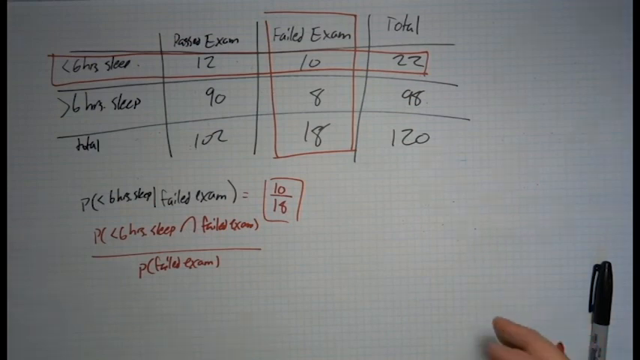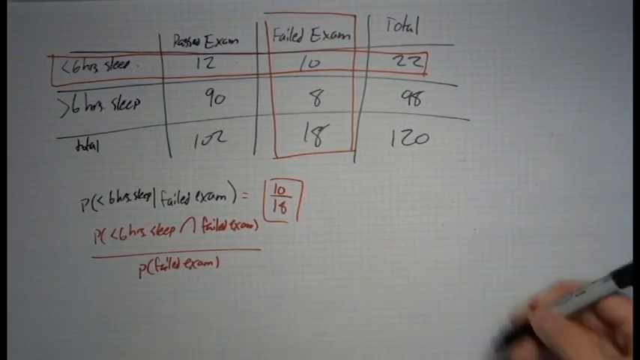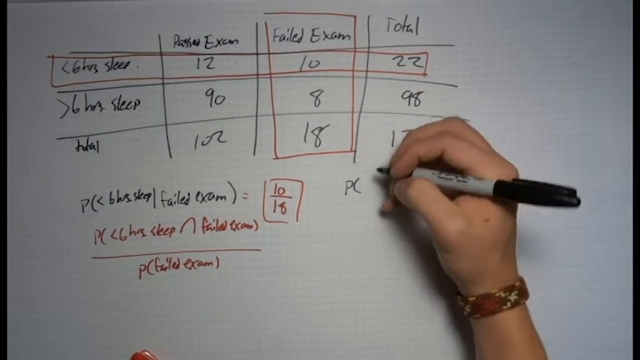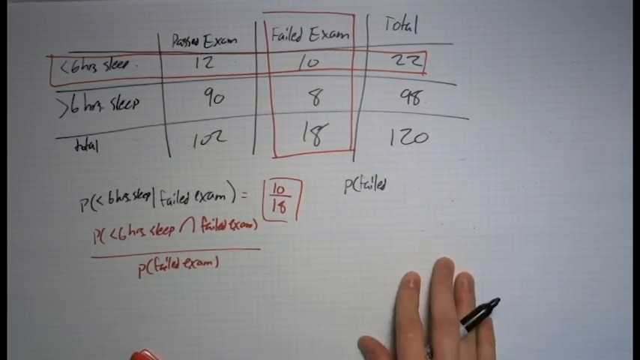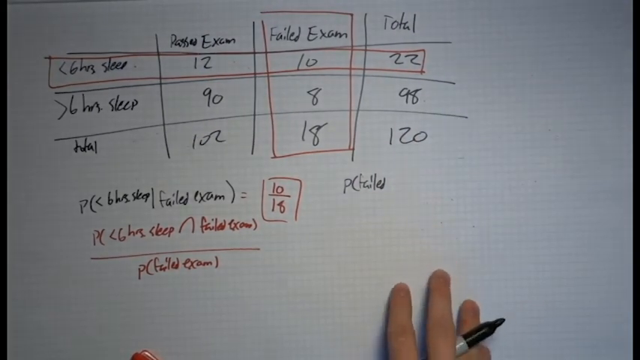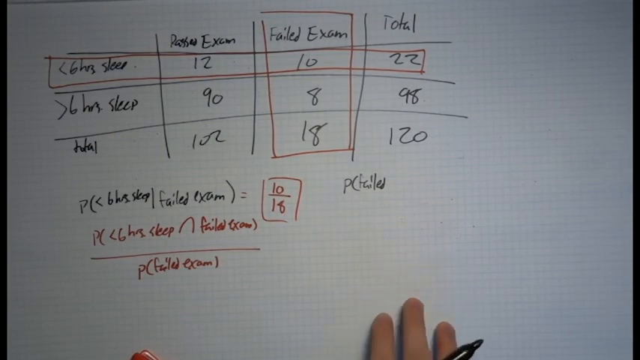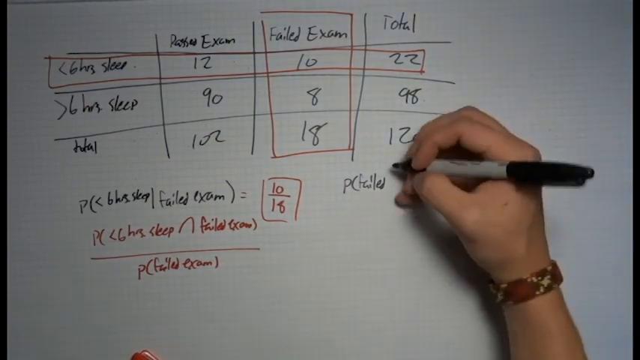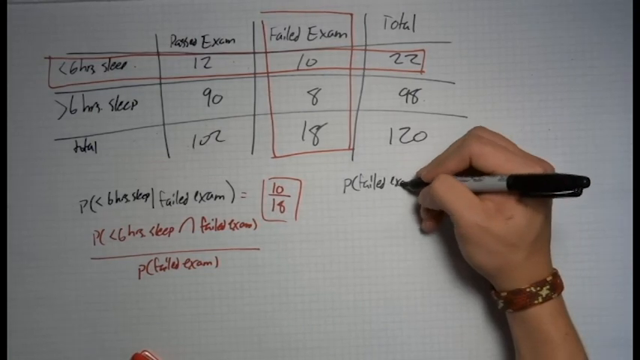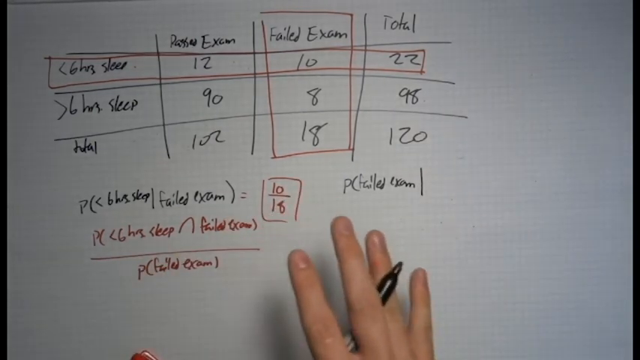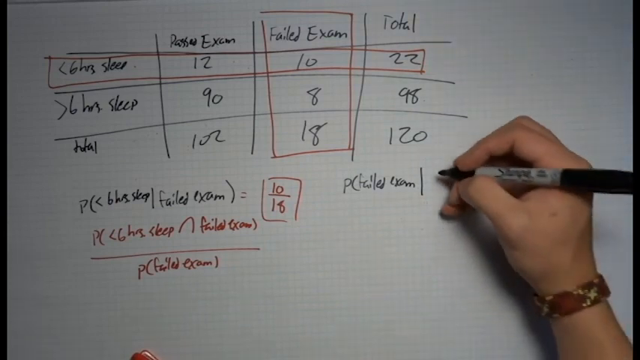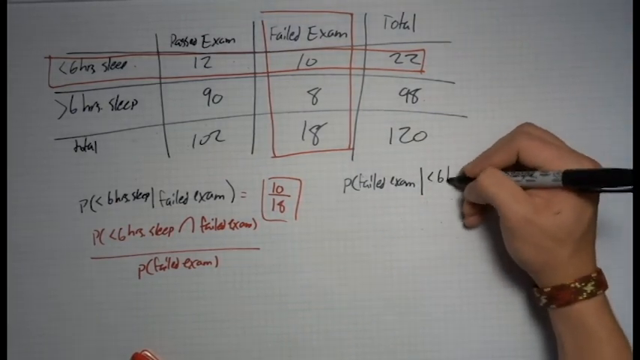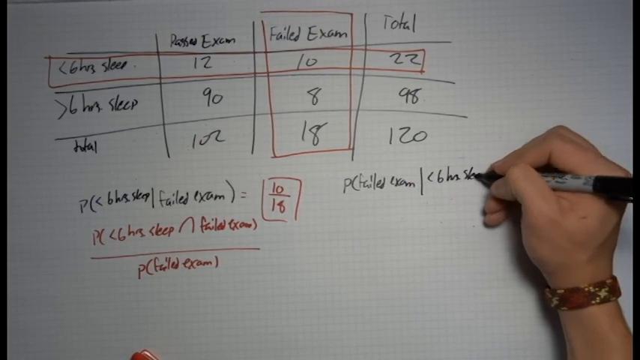All right, next question. The probability that they failed, let me read it. What is the probability that a student who got less than 6 hours of sleep failed the exam? So the probability that they failed the exam, and again, here's our given statement that doesn't have the word given in it. Who got less than 6 hours of sleep? Less than 6 hours of sleep.